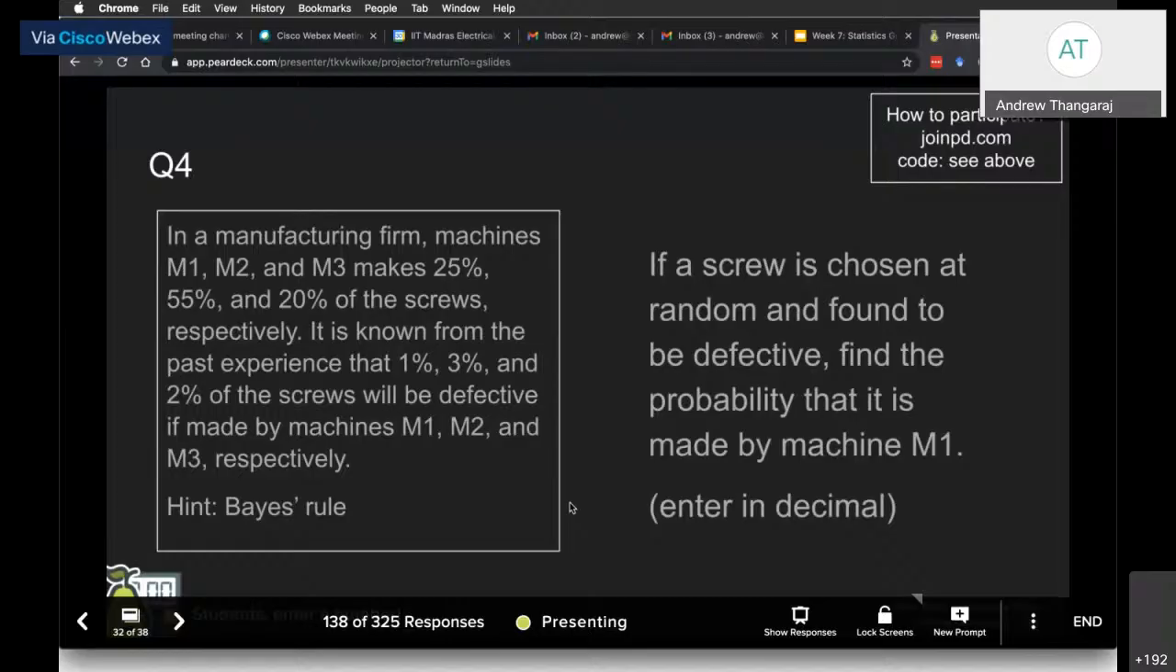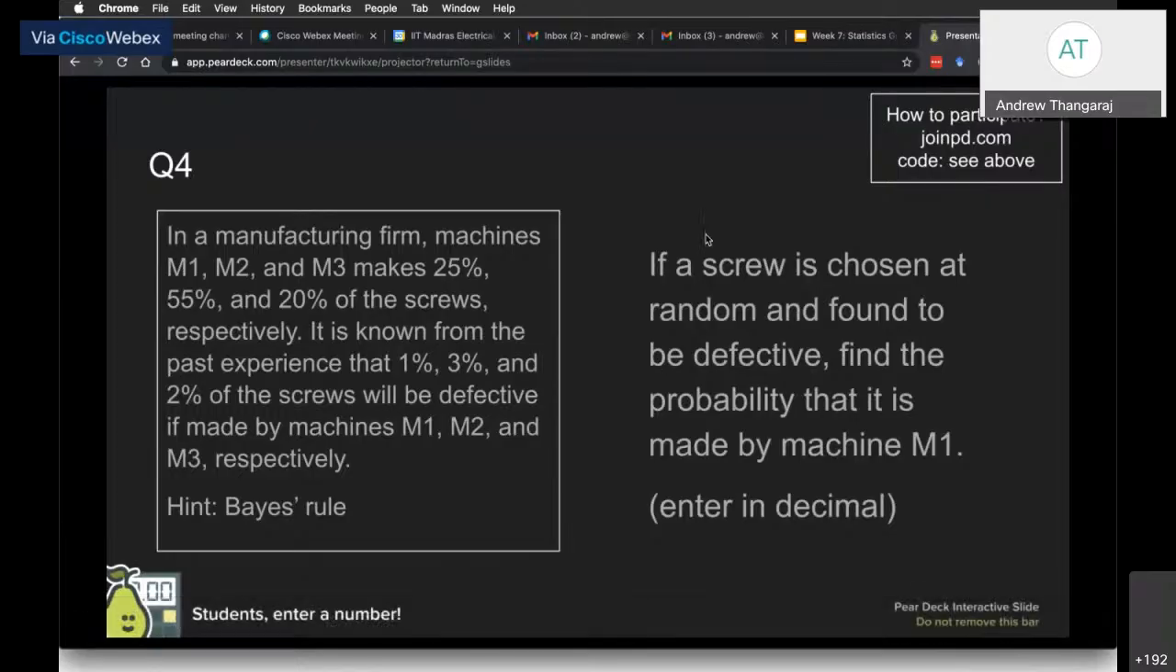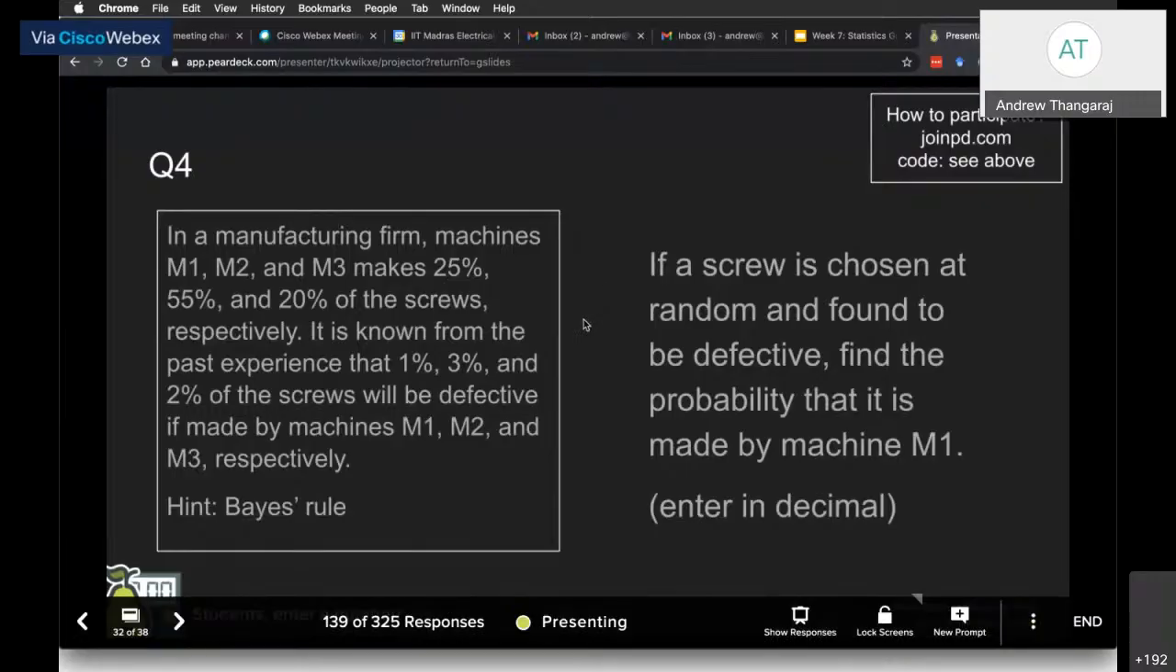Okay, so a little less than 50% of the people have put in the responses on Join PD. I want to give one more minute, maybe a couple more minutes, give people more time, and let them put in the responses.